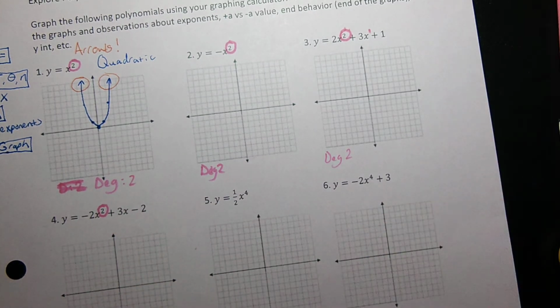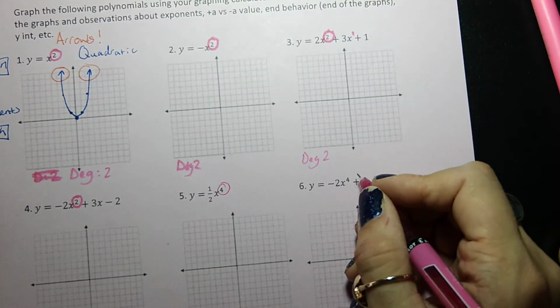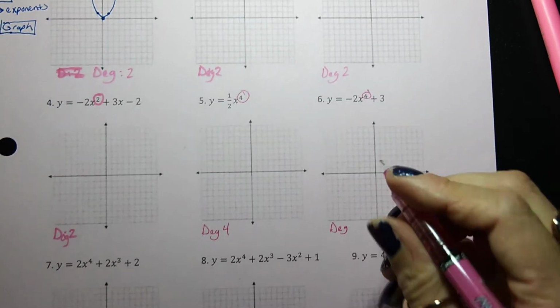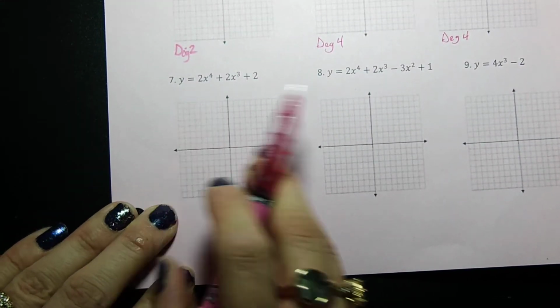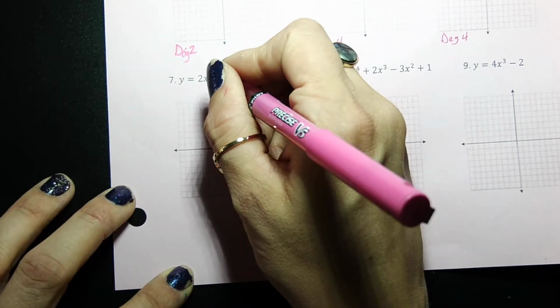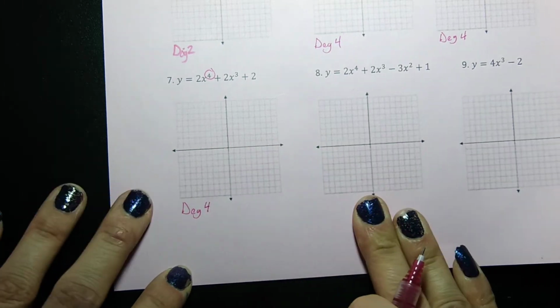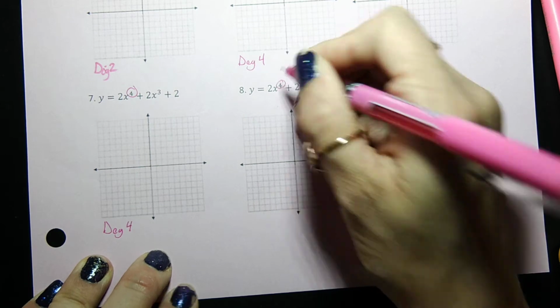What about this one? What's its degree? 4. So degree 4. What about number 6? Degree is 4 as well. Looking at number 7, what's the highest power in this equation? 4 again. So degree is 4. Ooh, look at number 8. What a nasty little equation. This also has a degree 4.